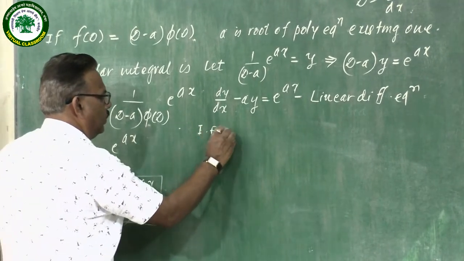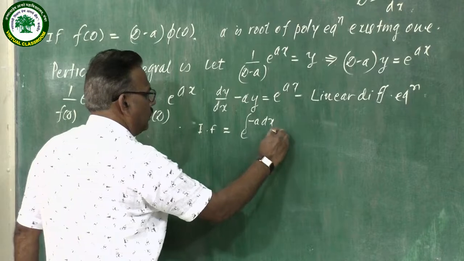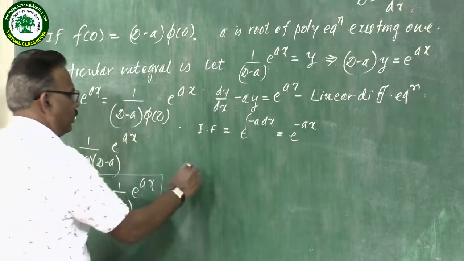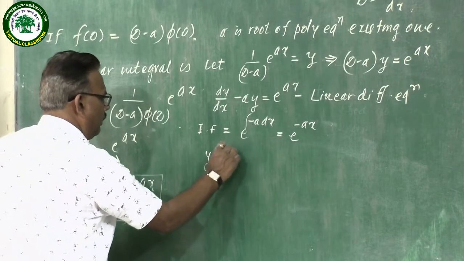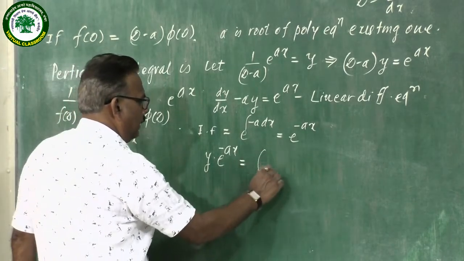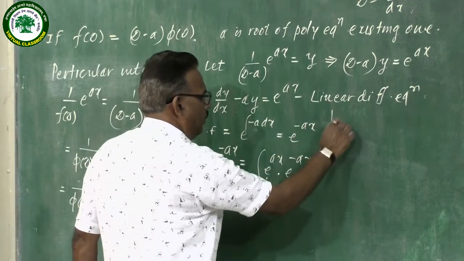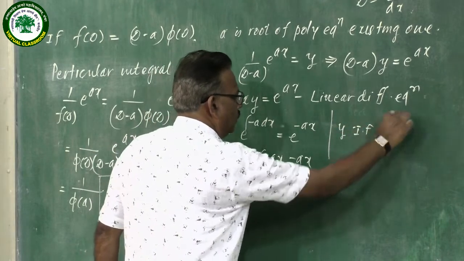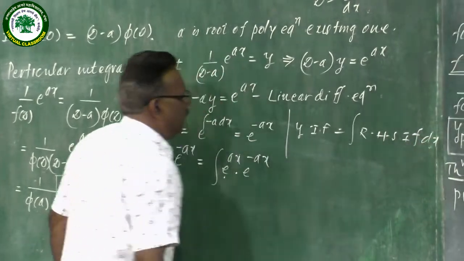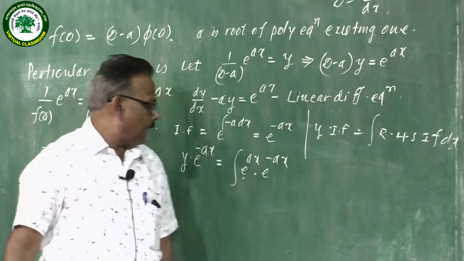integrating factor is equal to e^(∫−a dx), which is equal to e^(−x). Therefore, solution is y into e^(−x) equals right hand side e^x into e^(−x). That means solution is y into integrating factor equals integral of right hand side into integrating factor dx. This is the solution of a linear differential equation; the solution of a linear differential equation is of this type.